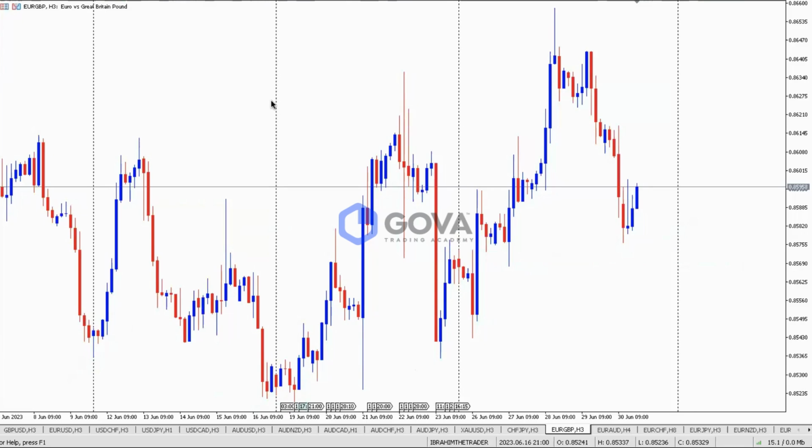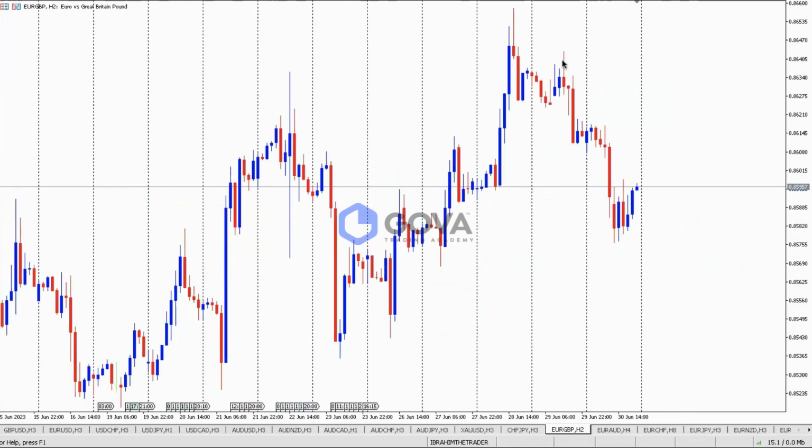Now, the next one we have is the daily equilibrium line. Now, the daily equilibrium line is usually marked on the H2 time frame, okay? You can see there's a bullish candlestick here. The opening of this bullish candlestick is here. So this is the daily equilibrium line, which is also known as DEQ, okay, DEQ.